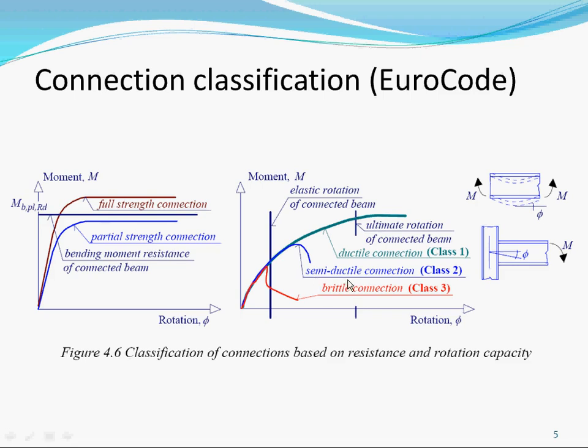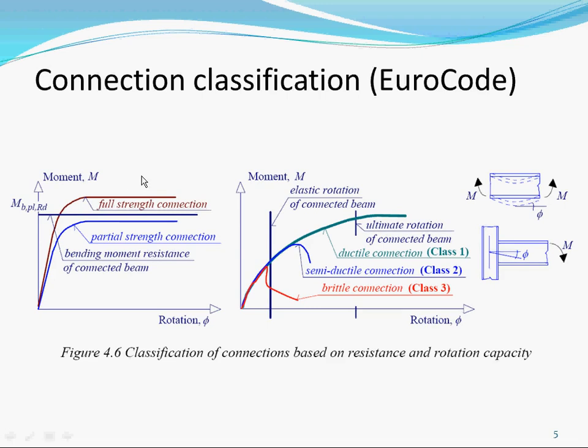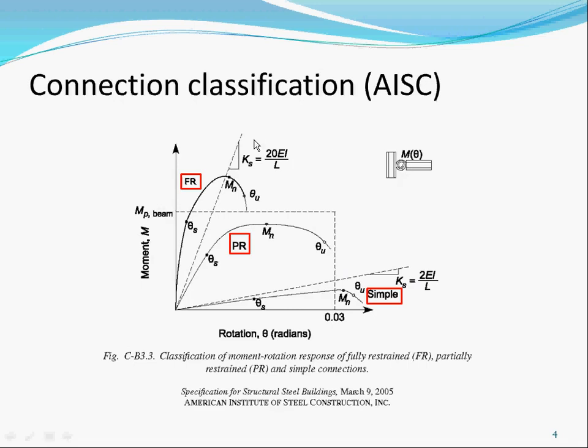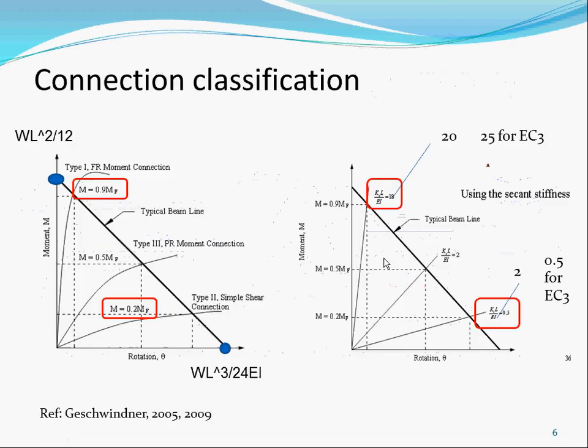They have similar ductile and semi-ductile classes, based on how far you can push the connection. If you don't reach a certain limit, they call it a brittle connection. But the idea is you can classify it based on the moment strength or the stiffness of the connection. So there are two ways of looking at it, and they come out with numbers that are quite different.